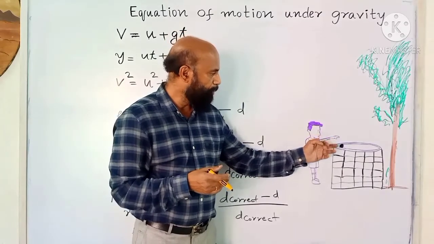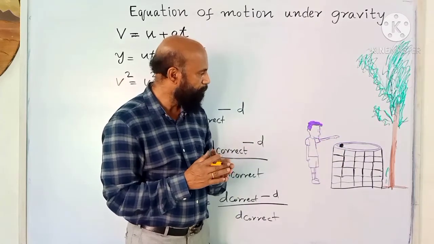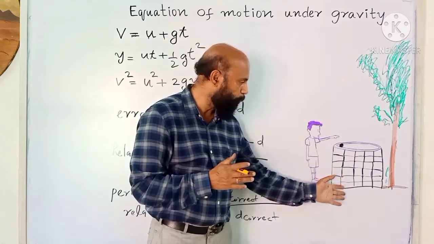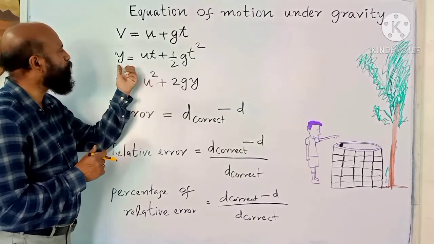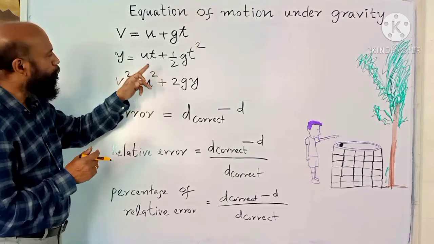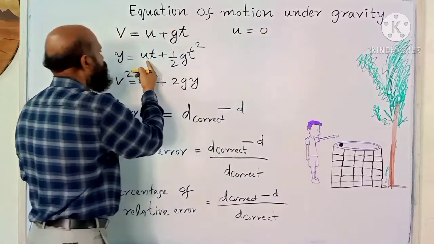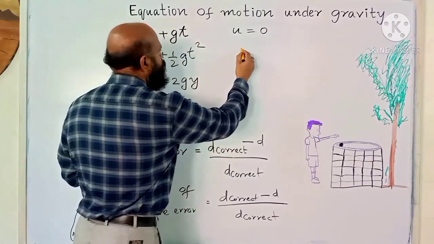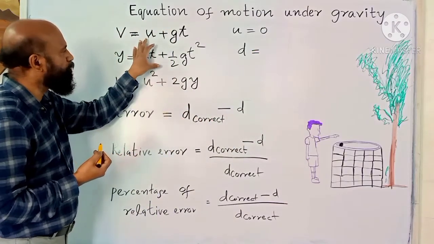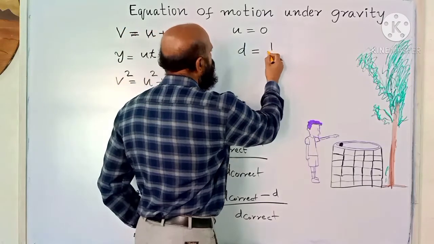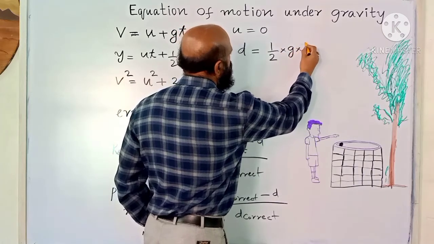A boy is dropping a ball into a well. Question is, can we find out the depth of the well? We can find the depth of the well using this equation. Since he is dropping, initial velocity u is 0 in this expression. Then instead of y, we can put d, that is depth. Initial velocity 0, so this term is 0. Then half into g into t square.